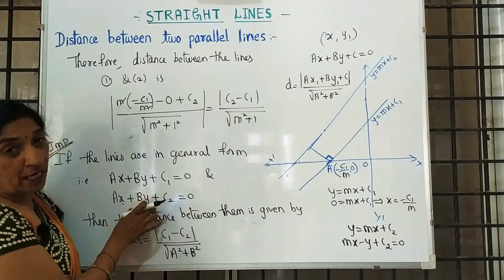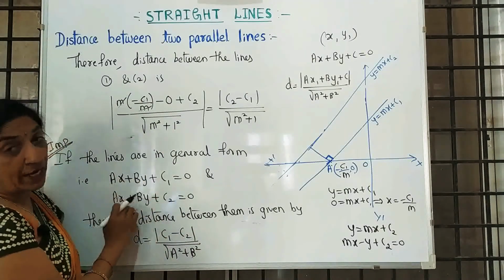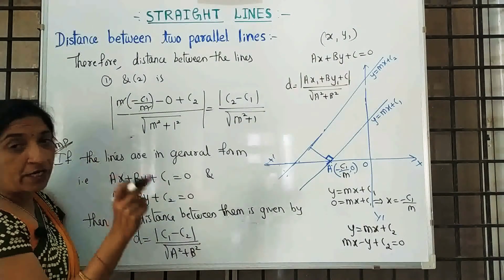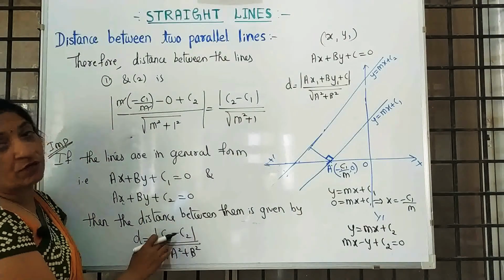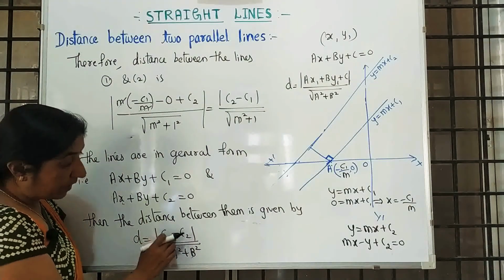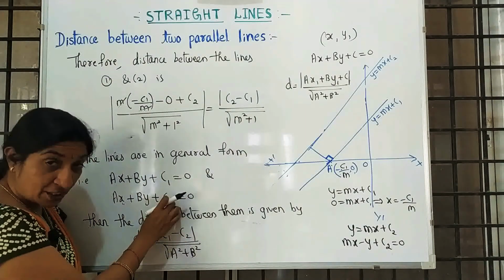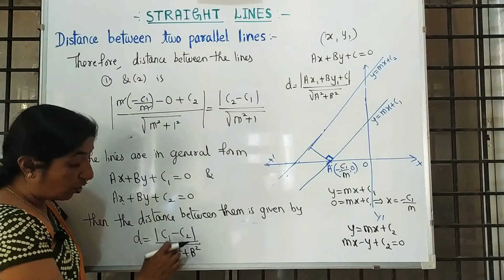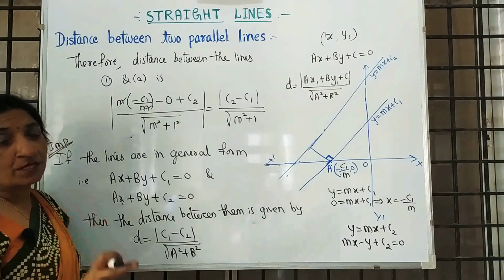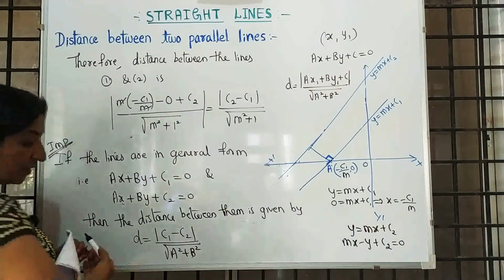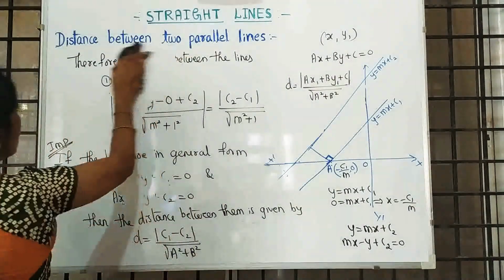How do you know that they are parallel? Because their x and y coefficients are the same. If you write the slope, their slopes are equal. At that time the distance between the parallel lines is c1 minus c2, the difference between the constants, divided by root of a square plus b square. A is the coefficient of x and b is the coefficient of y. Now I am giving you one example related to this.